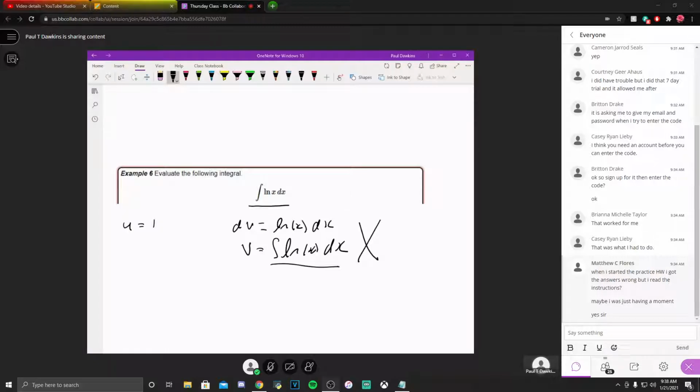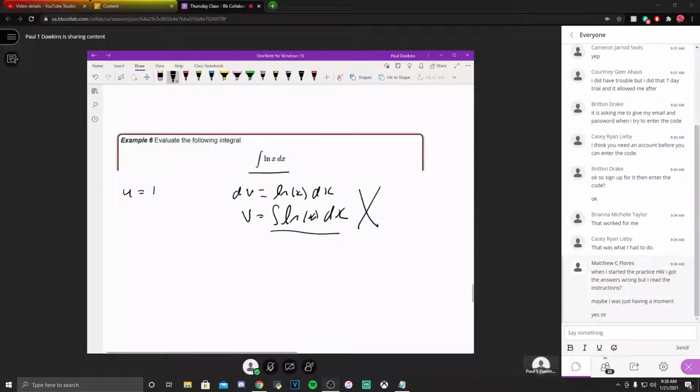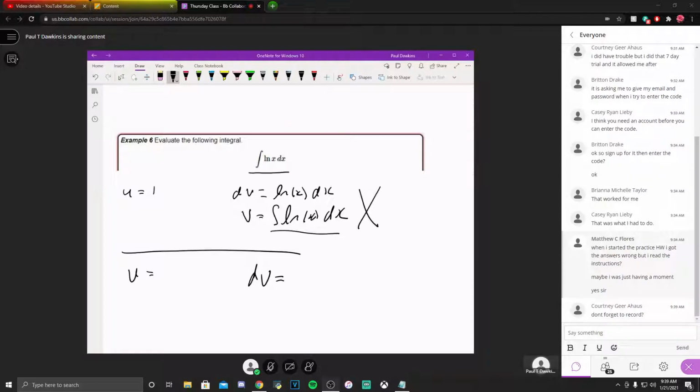So again, if you try to follow this pattern that looks like it exists, it gets you in trouble, at least in this particular case. So we need to do something else here. Let's try something else. So u equals, v equals. Now, also keep in mind what I said last time.